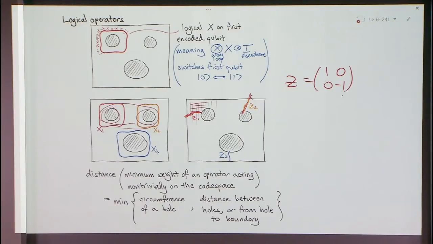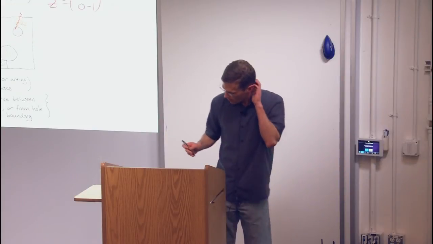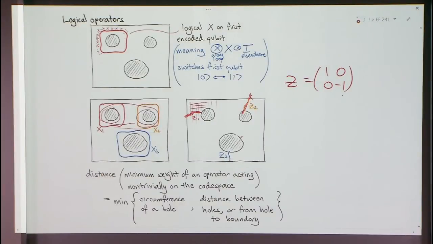You can also change it by acting between two holes, right? Yeah, actually you could. Say this operator here, a string of Z's like that, is topologically the same as this and this. So that's a Z2 tensor Z3 logical operator, right? That's why the holes need to be kept separate from each other as well as kept separate from the boundary.